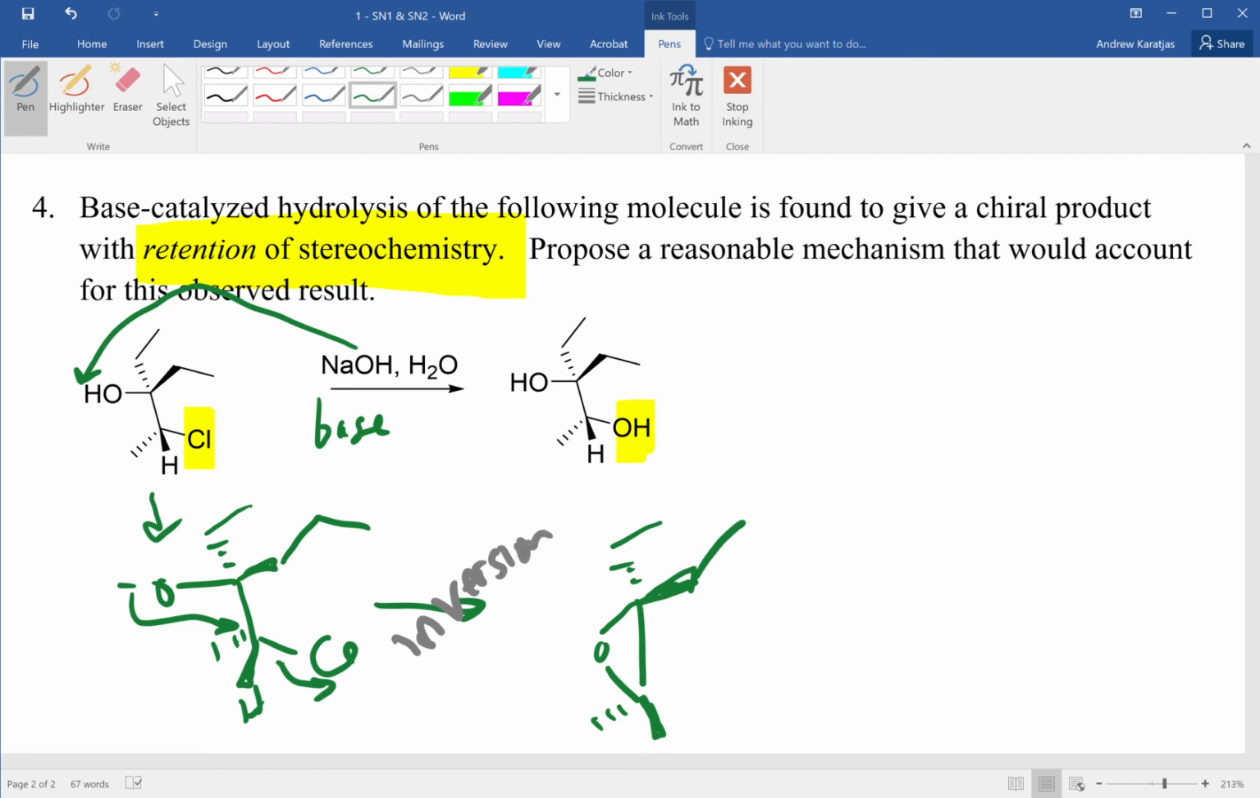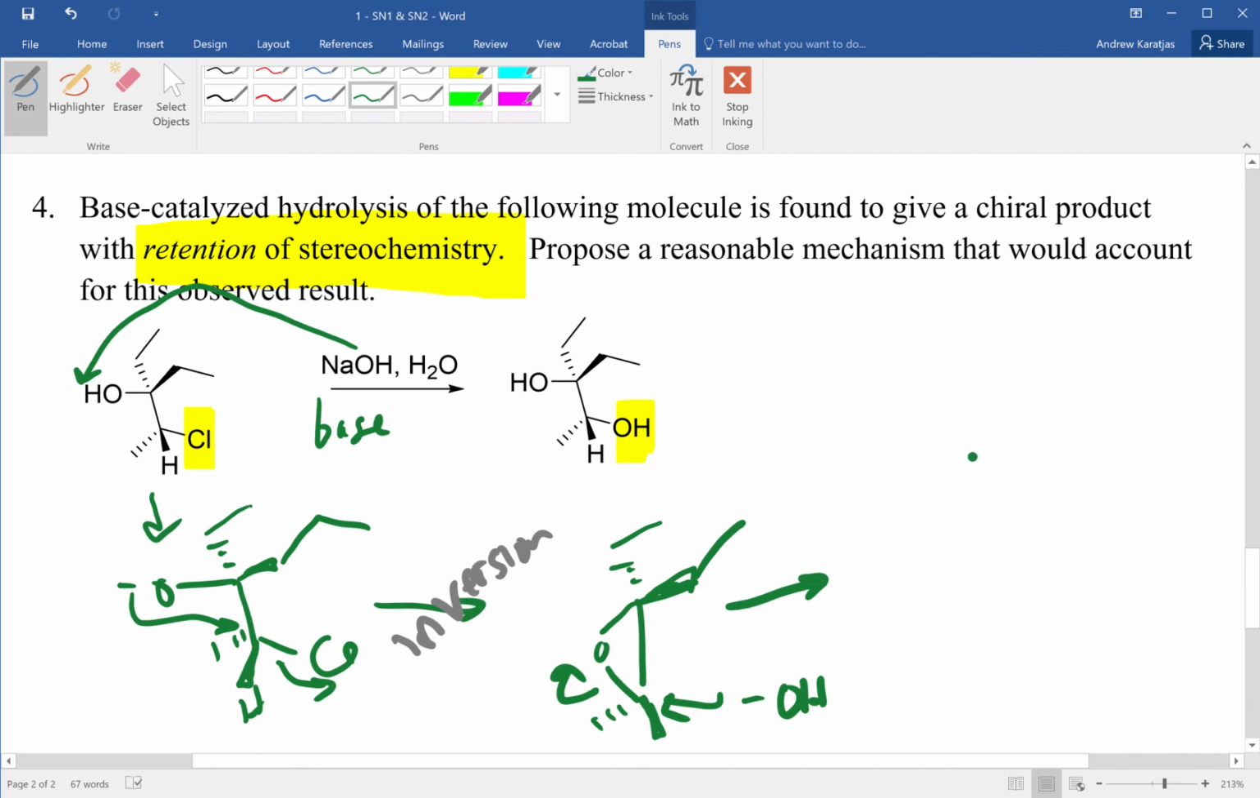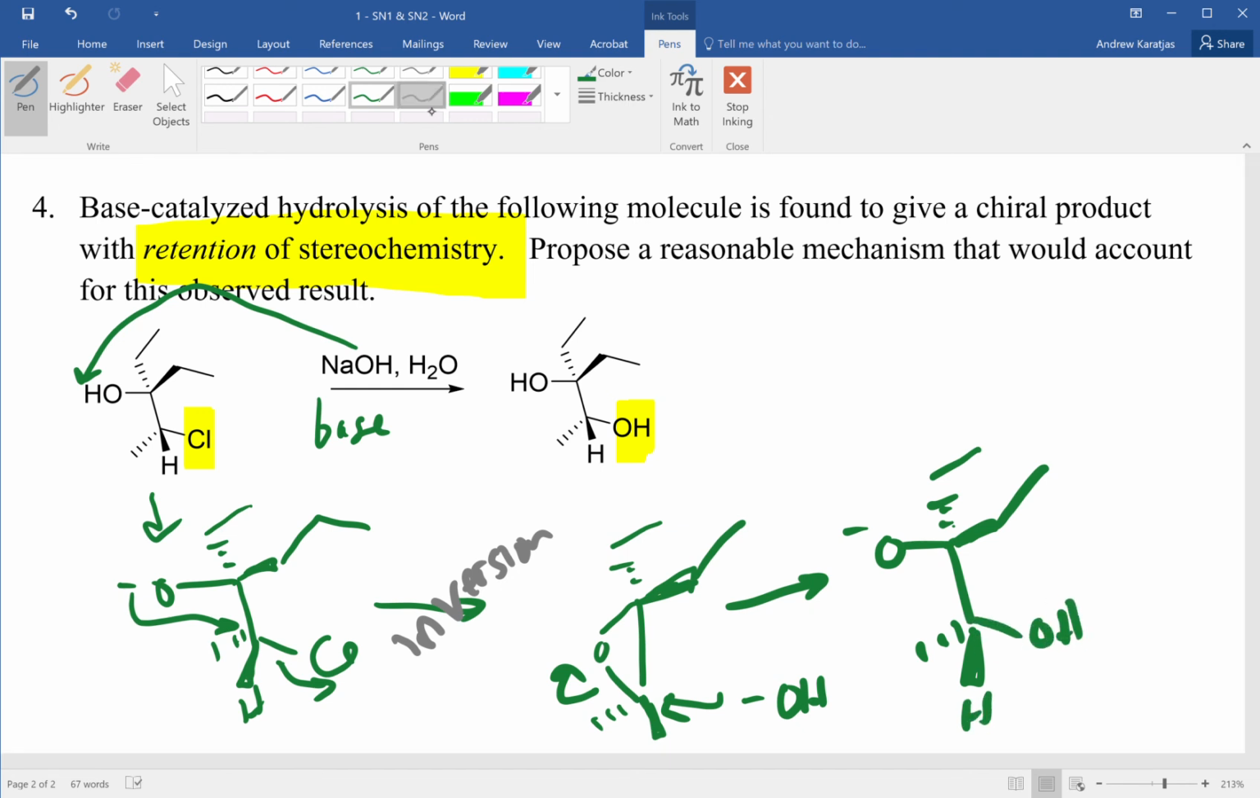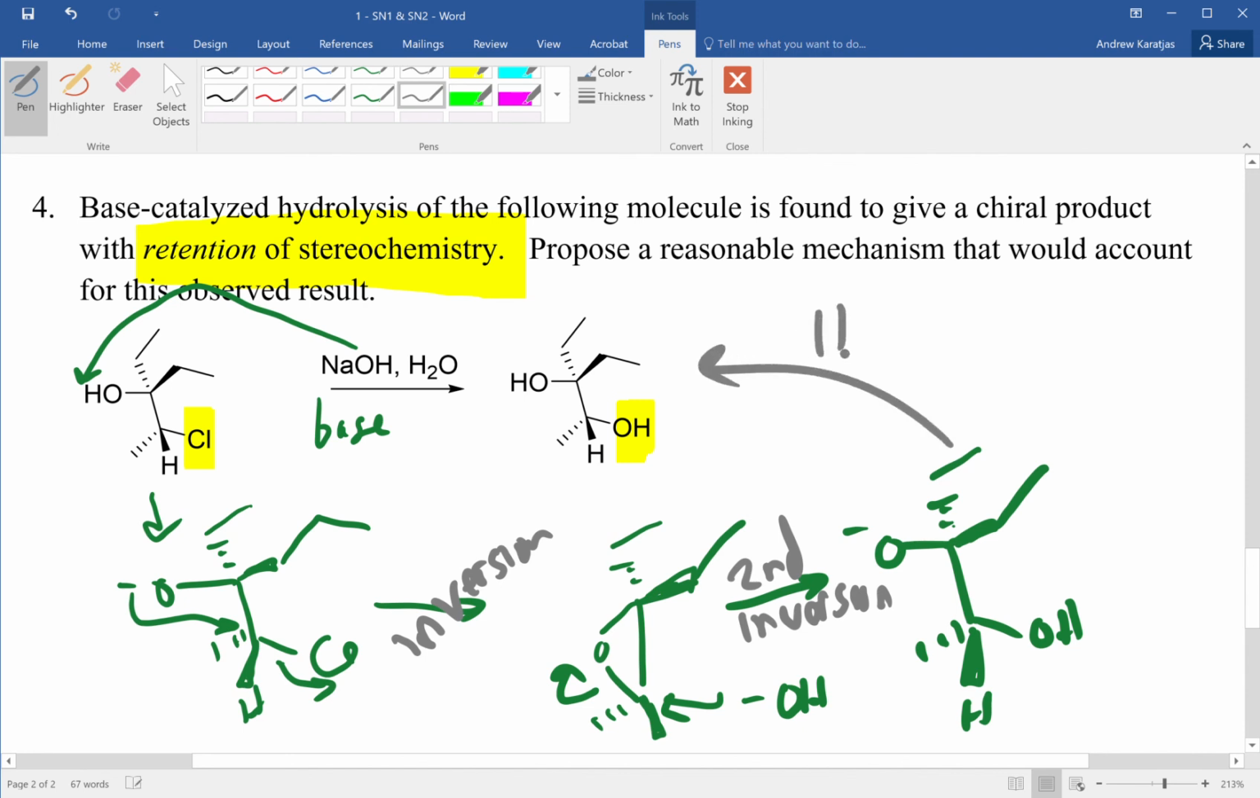But now that three-membered ring can open back up if we get a nucleophile to attack it. And so when that happens, we have a second inversion. And then just to complete the mechanism, this picks up a proton from water to get to the product.